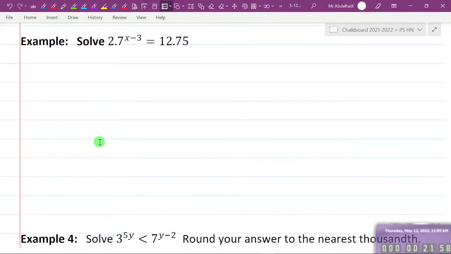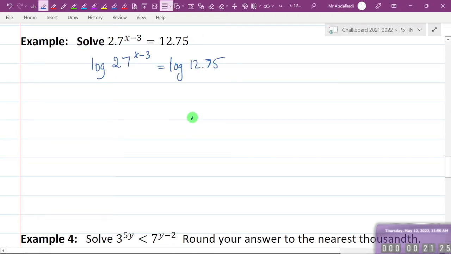Okay, so for this one, you have a power that's actually more than one term. It's not just an x, it's x minus 3. All right, and you want to bring that power down. So we're going to use the same trick here. We're going to take the log of both sides. And that means we can take the power here, using the power property, and bring it down. So now I'm going to get this.